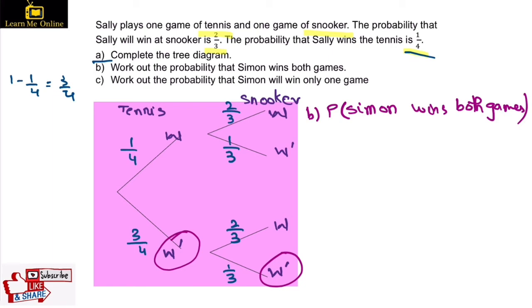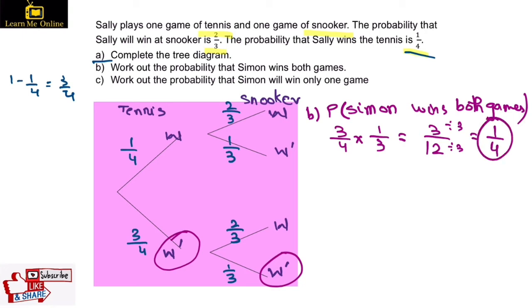How we're going to write down the probabilities would be 3/4 times 1/3. Simplifying the fraction, you multiply the top number with the top number and the denominator with the denominator. Because they both go in the 3 times table, that would be 1/4. So the probability for Simon to win both the games is 1/4. Let's read the next one now, B is done.